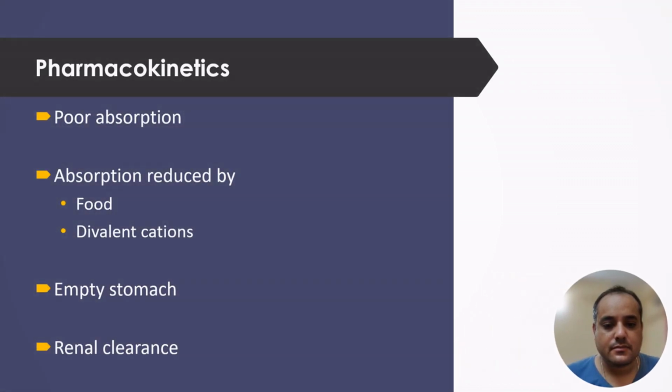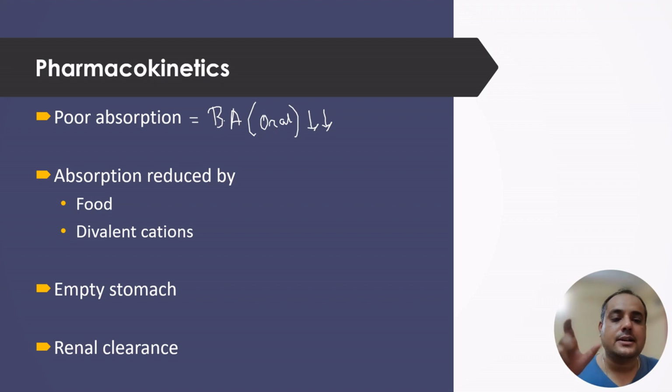Now the pharmacokinetics of bisphosphonates. When the bisphosphonates are given by the oral route, the absorption from the intestine is very poor. Hence, the bioavailability of this drug when it is given by the oral route is very low. Now students, we have a detailed discussion on bioavailability and the factors that determine bioavailability. The link for that video will be given in the description box. Please do check it out.